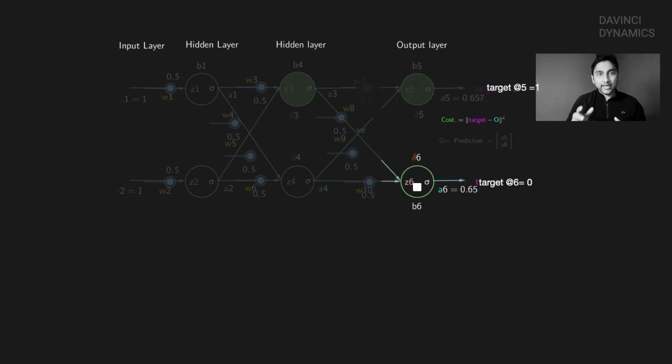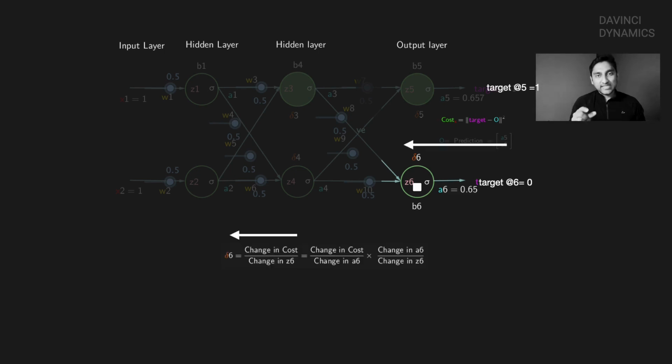Similarly, let's calculate the error term for node Z6, which we will denote as delta 6. This error term represents how much a small change in the total input at node Z6 will affect the cost. We express delta 6 as follows. Delta 6 is equal to the change in cost with respect to A6 times the change in A6 with respect to Z6.